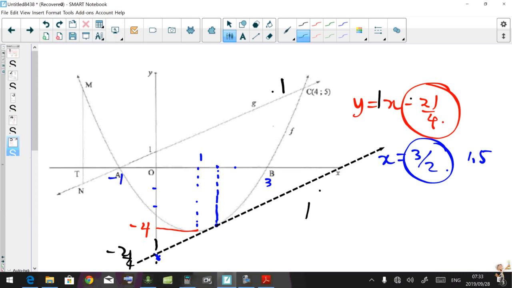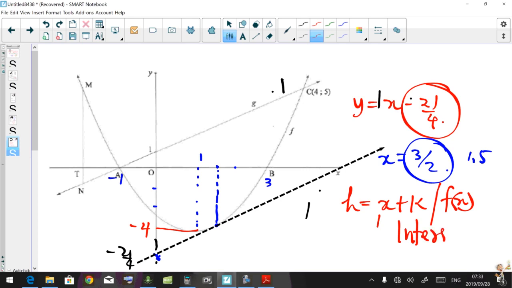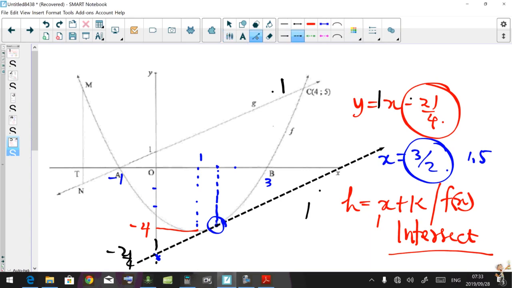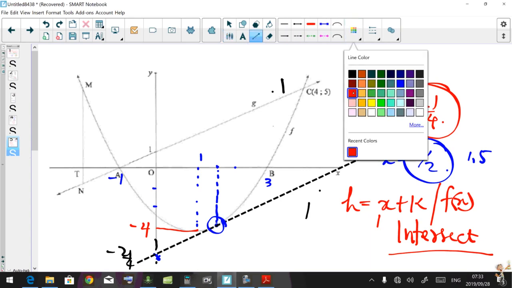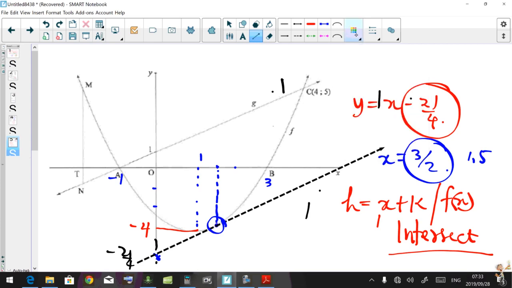Now, the question says, listen, we want a line x plus k. Do you notice that the gradient of this line is also 1? So that these two lines, this line and our f of x, will not what? Intersect, which means they will not touch each other. This is the only point of intersection. Now, for them not to touch each other, they must still have the same gradient, and they mustn't touch each other.